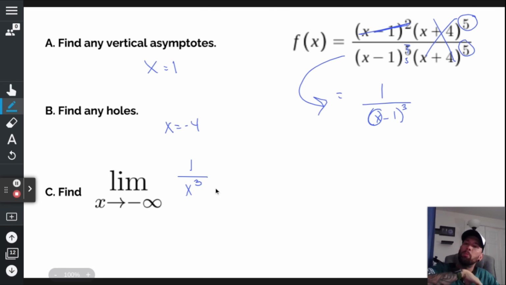When this number gets much, much bigger, whenever you have 1 over or 3 over or a number over x to the who cares, it's always going to equal 0, because in this case the denominator is greater than the numerator.